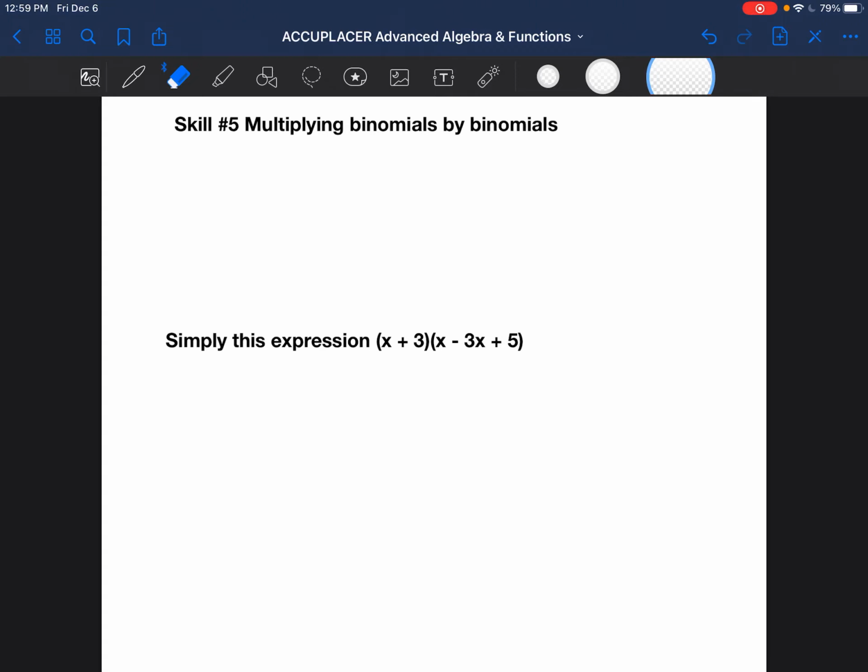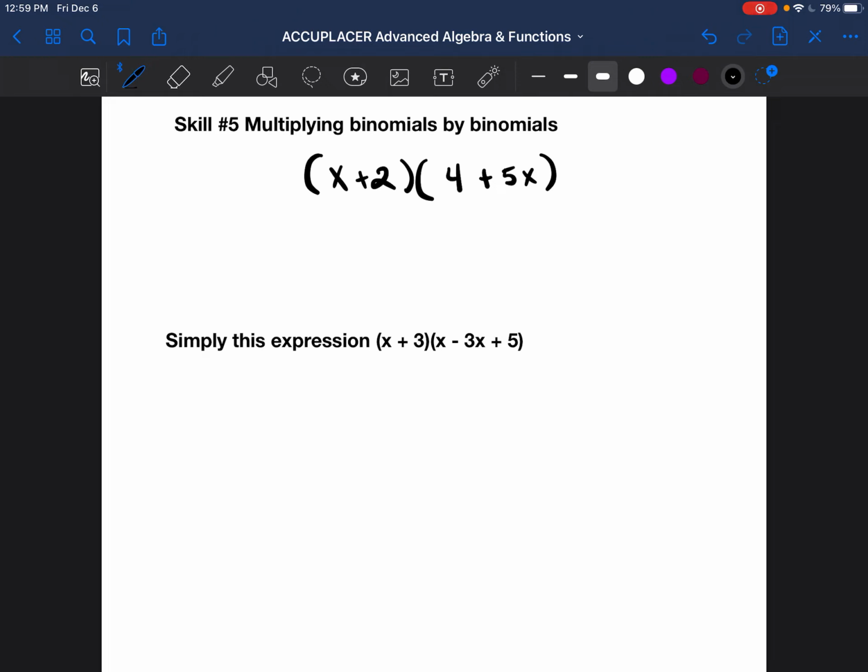Now we're going to talk about multiplying binomials by binomials. So we talked about the distributive method, but we only used one number here. But sometimes there's more than one number. For example, you may have x plus 2 times 4 plus 5x. So what to do in this case? You're still distributing, but you're distributing one value at a time.